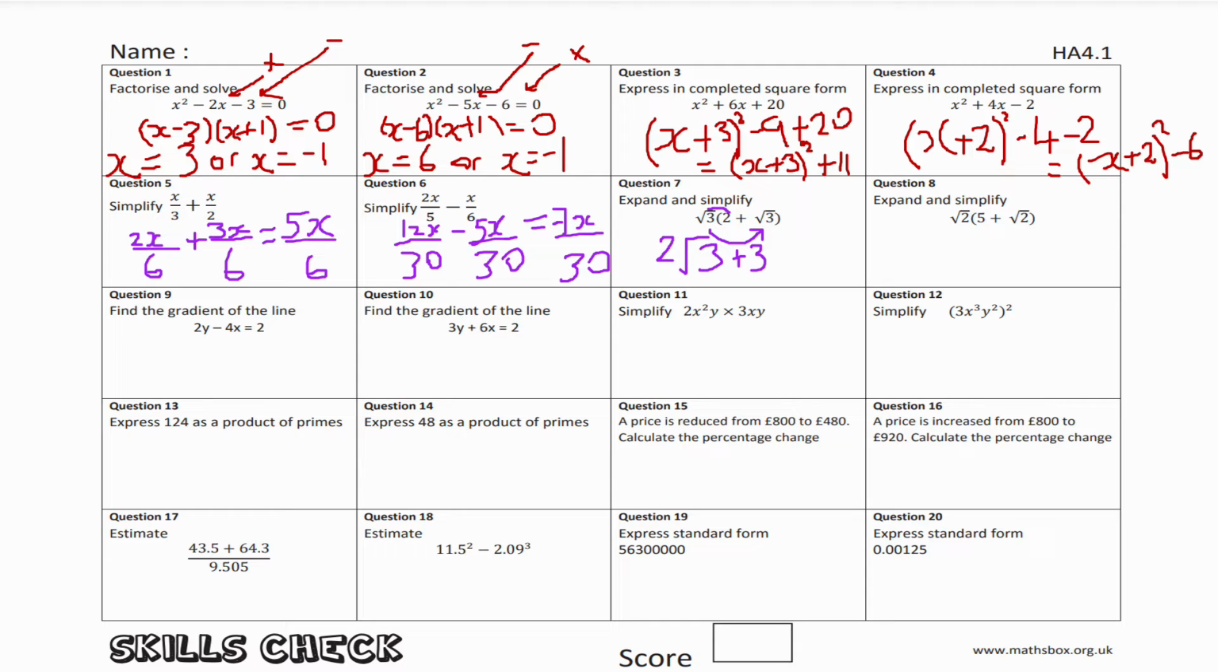So my answer is 2 root 3 plus 3, or 3 plus 2 root 3. Either is correct. Okay, so everything in the bracket is being multiplied by root 3. Okay, and this would also appear on a higher tier only.